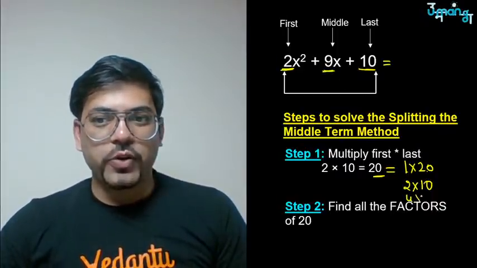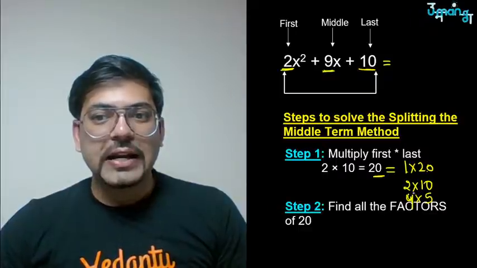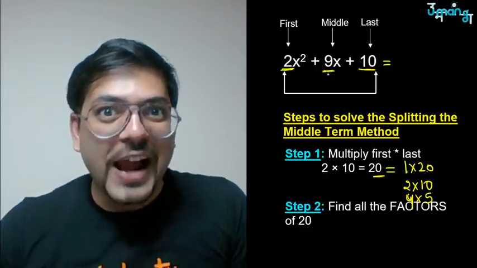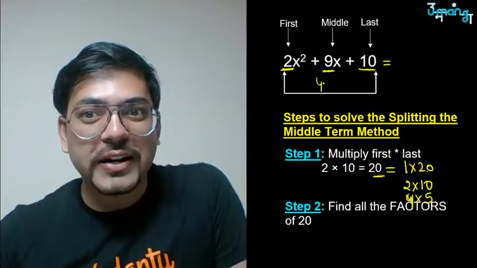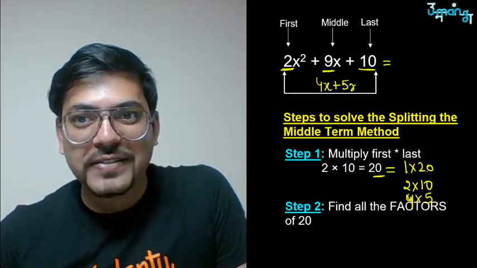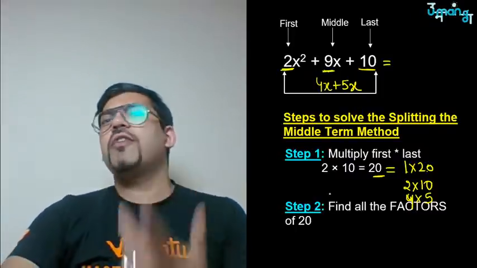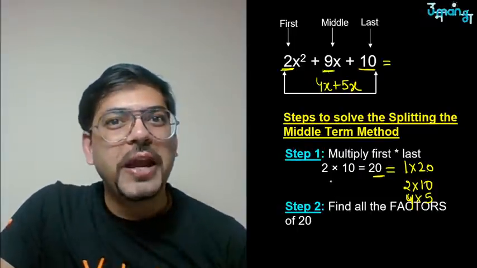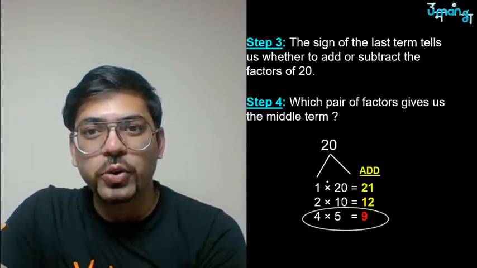Third possibility is 4 into 5. 4 fives are 20, and 4 and 5 can actually give you 9, isn't it? You can write 9x as 4x plus 5x. Isn't that so? Once you have found that, don't you think that now you'll be able to get the final value? Do you think so or not?